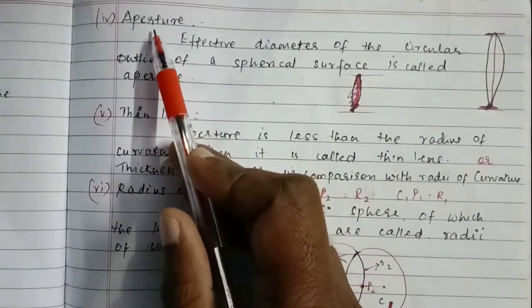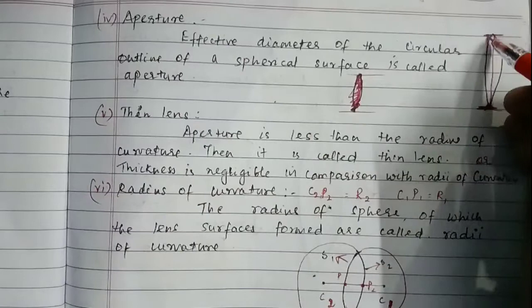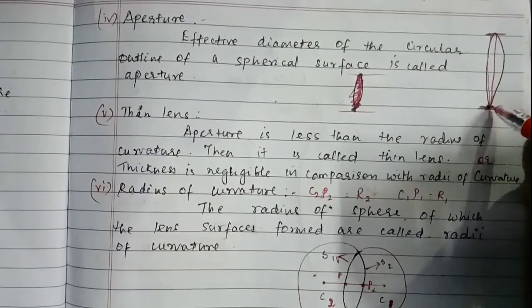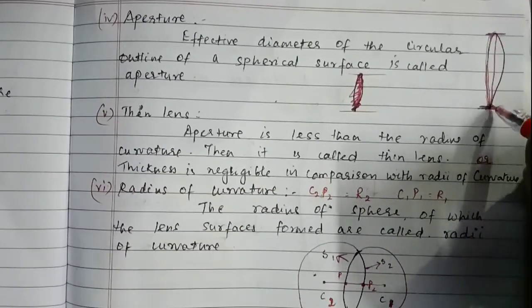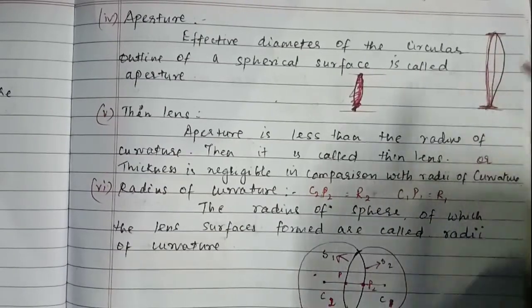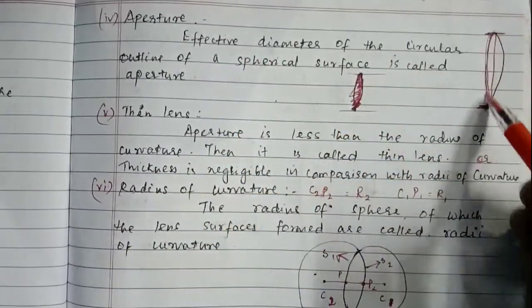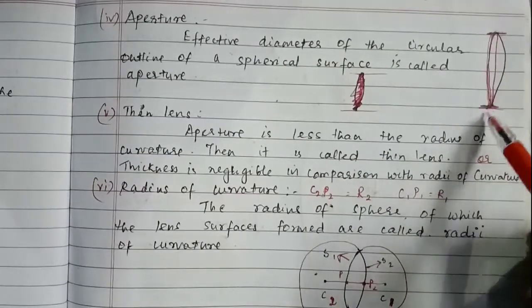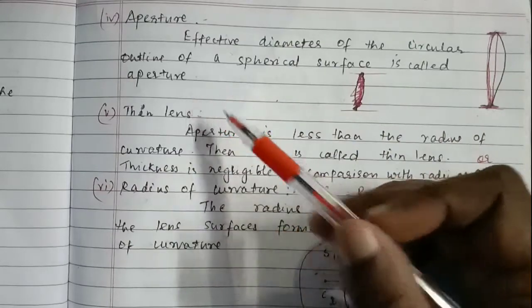Aperture. What is an aperture? See, aperture means, see, this is a convex lens. This refracting surface where the rays get refracted, this is called the aperture. We can say the effective diameter of the circular outline. The effective diameter of the circular outline of a spherical surface is called aperture.